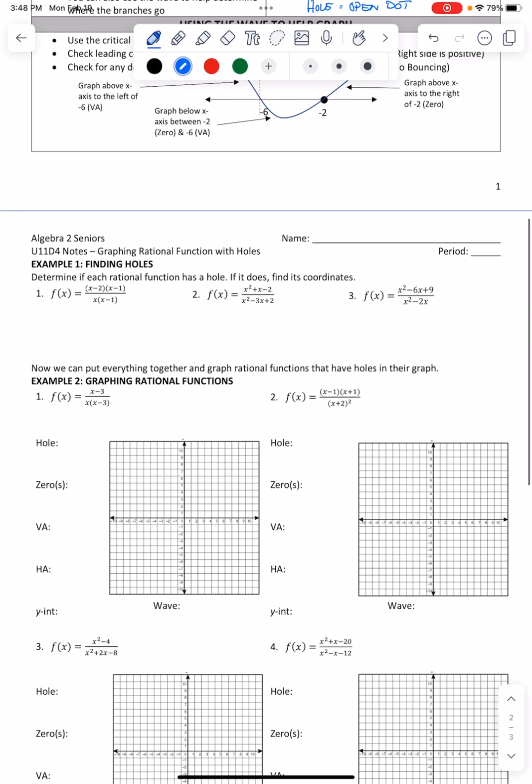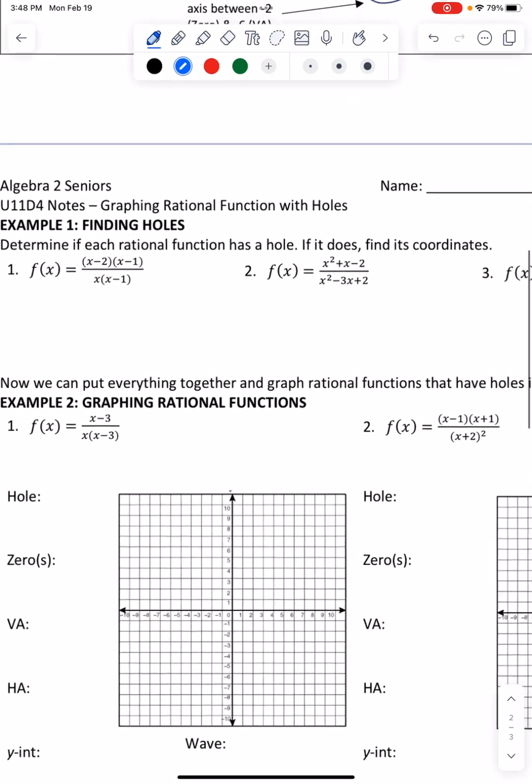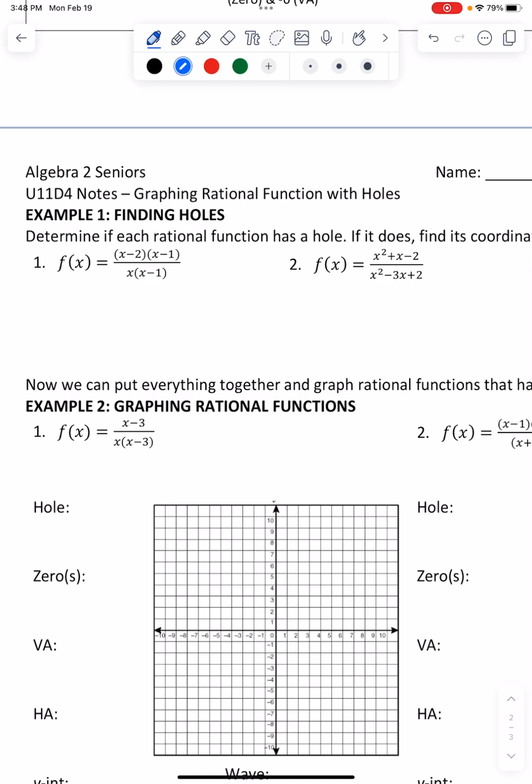So first examples here say determine if each rational function has a hole. If it does, find its coordinates. Number one's already factored for us. There is a common factor here of x minus 1 that we can cancel out. So we cancel out x minus 1, so that means there's a hole in this graph. The way we find that is we take x minus 1, whatever we canceled out, and we set it equal to 0. So we add 1, and we get x equals 1.